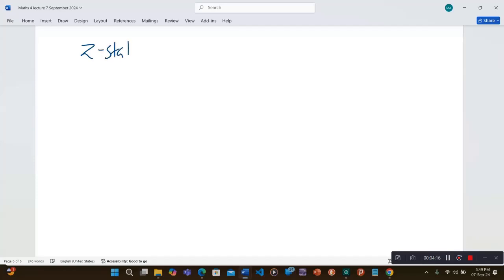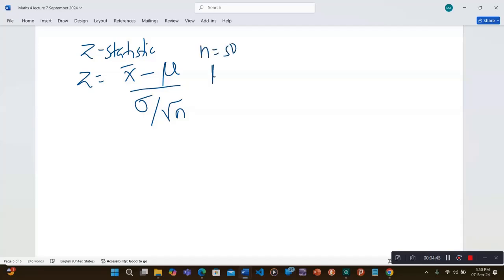So let's look for Z. The z-statistic Z is equal to the sample mean minus the hypothesized mean, or the mean of the population that we already have, divided by the standard deviation divided by the square root of n. First of all, we are told that n is equal to 50. This is the hypothesized mean against which we have to test this claim. We know mu is 1.5, and the standard deviation is 0.32.